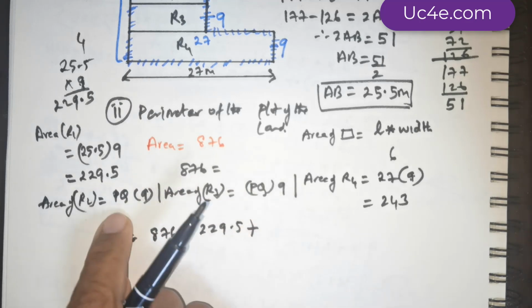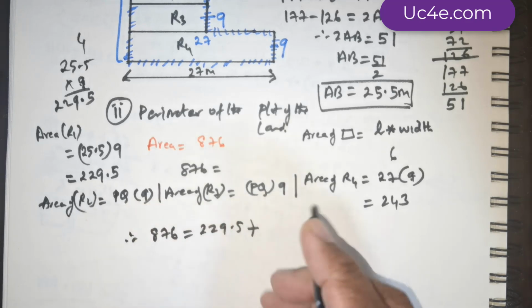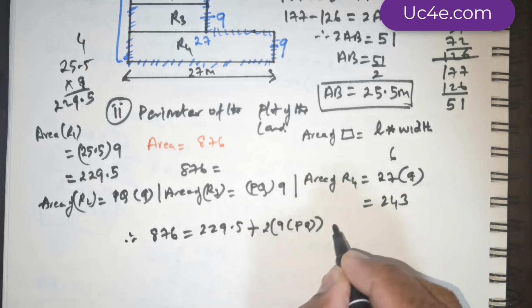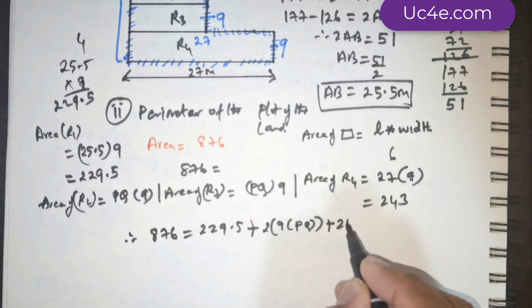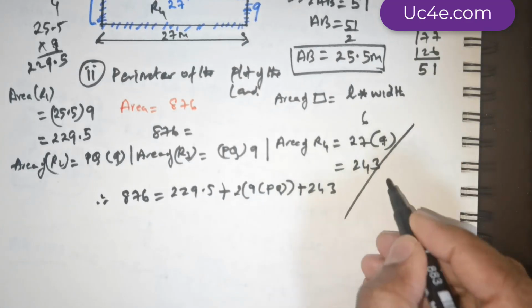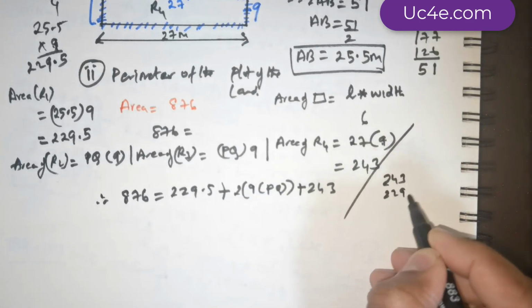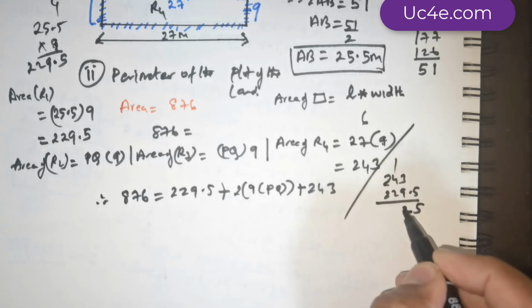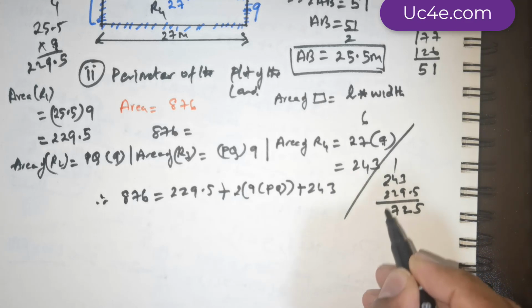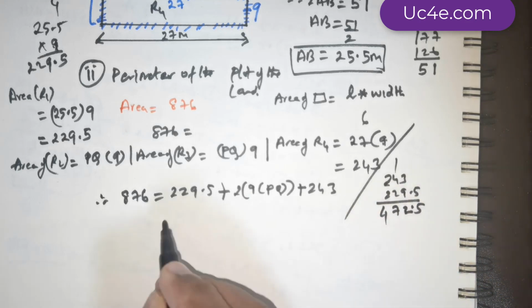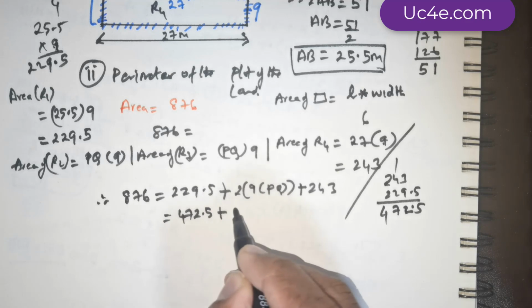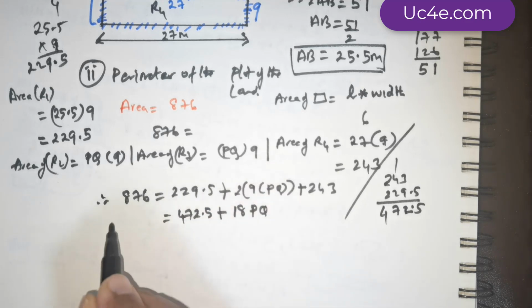229.5 plus, you got PQ times 9 and PQ times 9. So 2 times 9 PQ is followed by 243. Now I'm going to add 243 and 229.5. That's going to be 5 there. 9 added with 3 gives me 12. Carry 1. 4 added with 2 is 6, and 7. 2 plus 2 gives me 4. So it's going to be 472.5. Write that down. 472.5 plus 2 times 9 is 18 PQ, and this is 876.